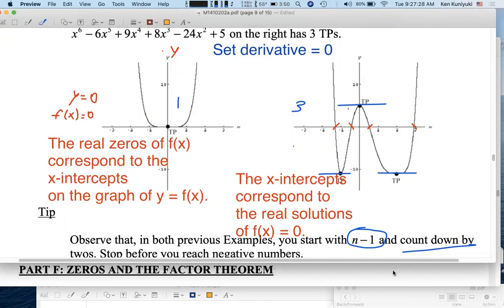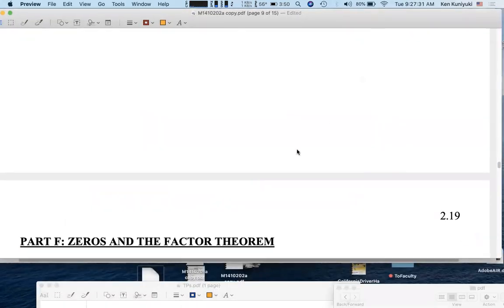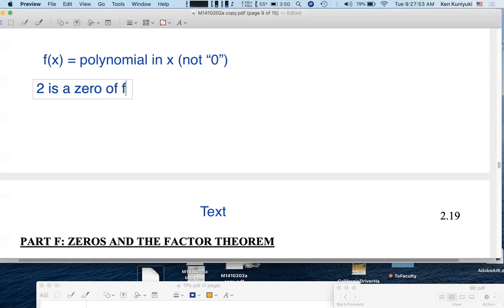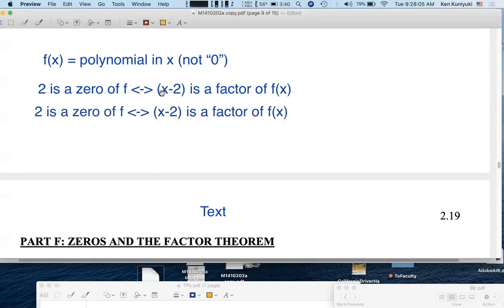Let's talk more about these. Zeros and the factor theorem. Now let's say that f of x is a polynomial in x, and it's not the 0 polynomial. It turns out that 2 is a 0 of this function if and only if x minus 2 is a factor of f of x. And therefore, there would be an x-intercept at 2, 0.